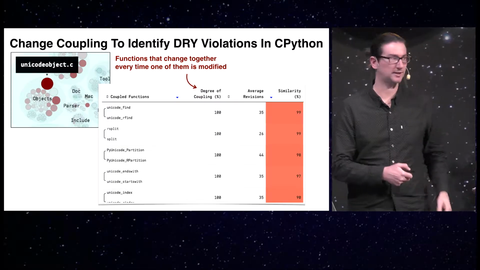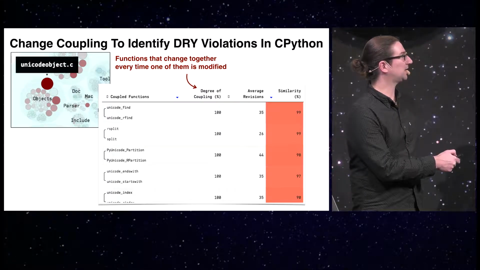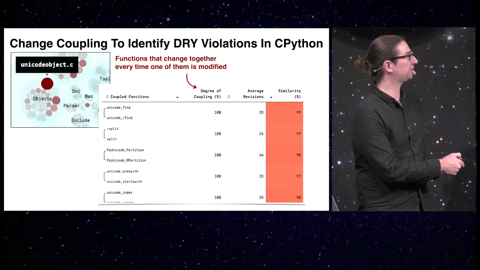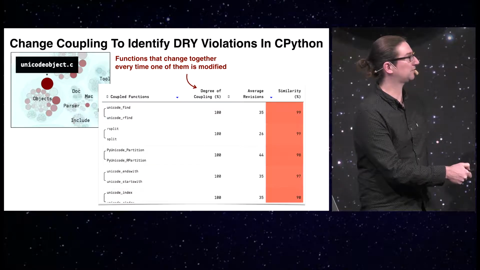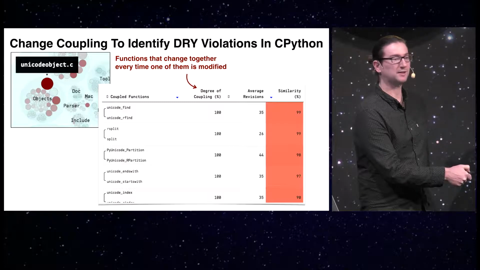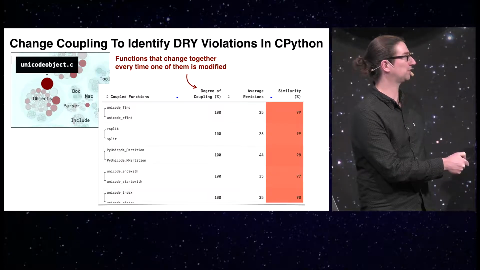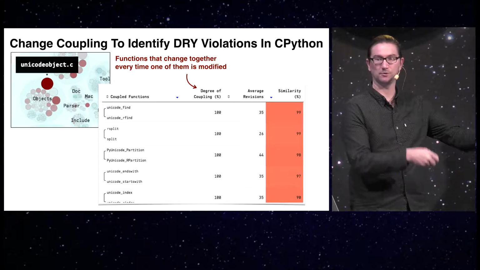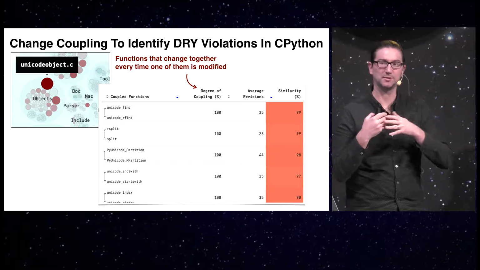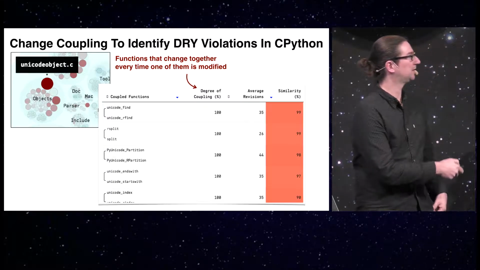This was truly fascinating. So the way to read this data is basically, if we look here, we have two functions, Unicode find and Unicode rfind. Each time I change one of them, I have a predictable change to the other one in 100% of all commits. And that is not just a fluke. This has happened 35 times. And I think the reason we miss that as developers is because there might go a few months between the different modifications, right? So we as humans, we're not particularly good at keeping that in our head over time.